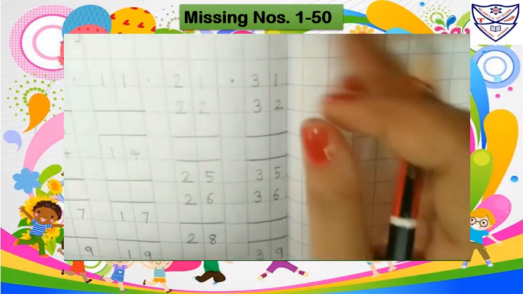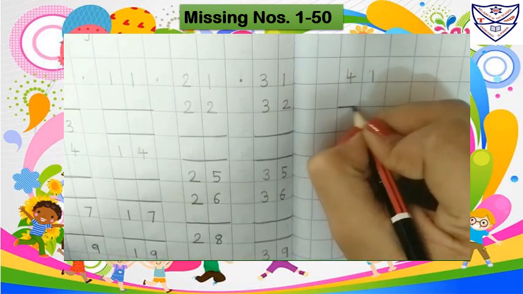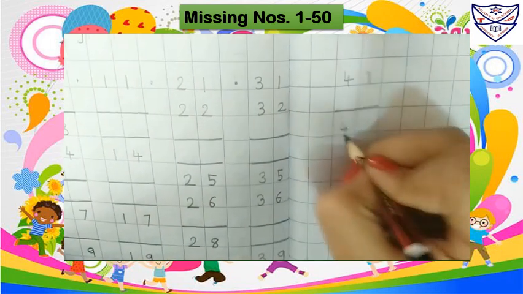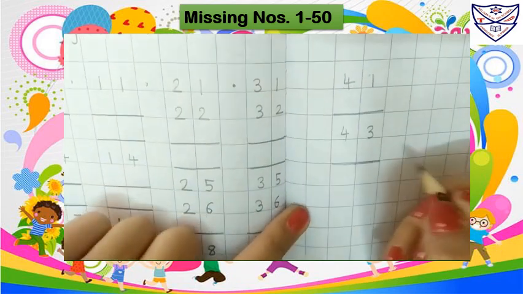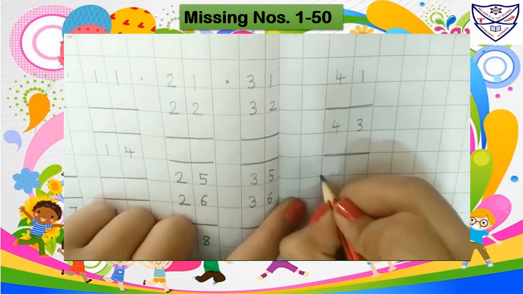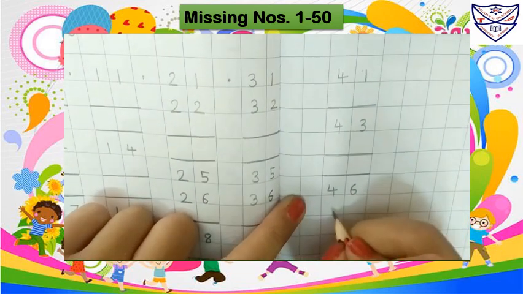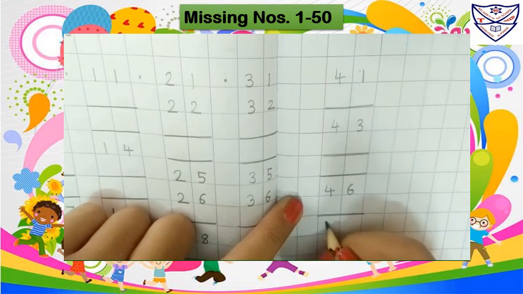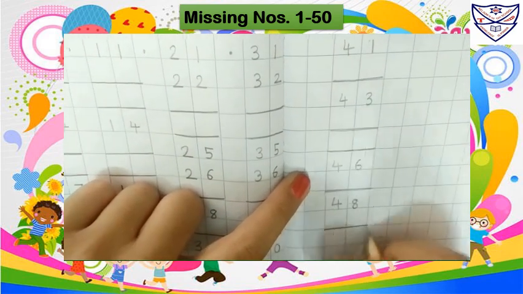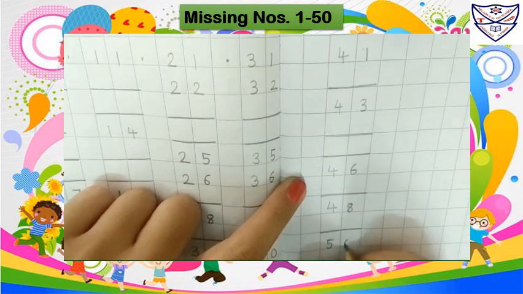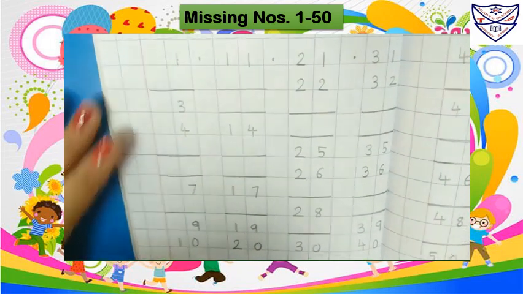Write 41. Put small dash in the next box. 43. Put small dash in the next box. Again put small dash in the next box. 46. Put small dash in the next box. 48. Put small dash in the next box. 50. Now we will fill missing numbers.